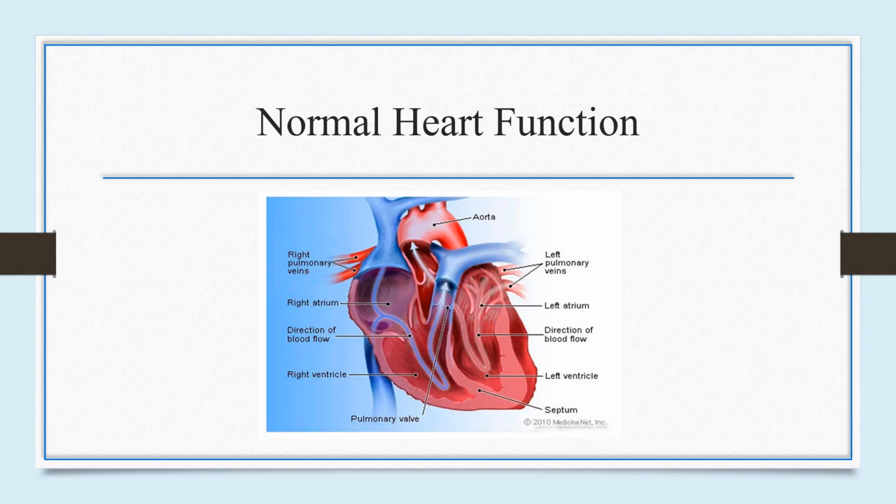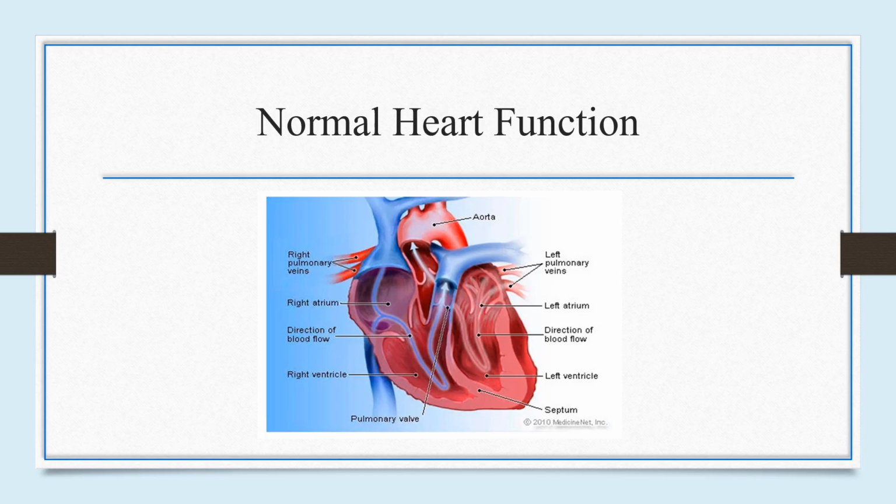Deoxygenated blood from the body is brought to the right side of the heart by the superior and inferior vena cava. The superior vena cava, located at the top of the right atrium, brings deoxygenated blood from the upper part of the body into the right atrium. The inferior vena cava, positioned at the bottom of the right atrium, brings deoxygenated blood from the lower part of the body to the right atrium.